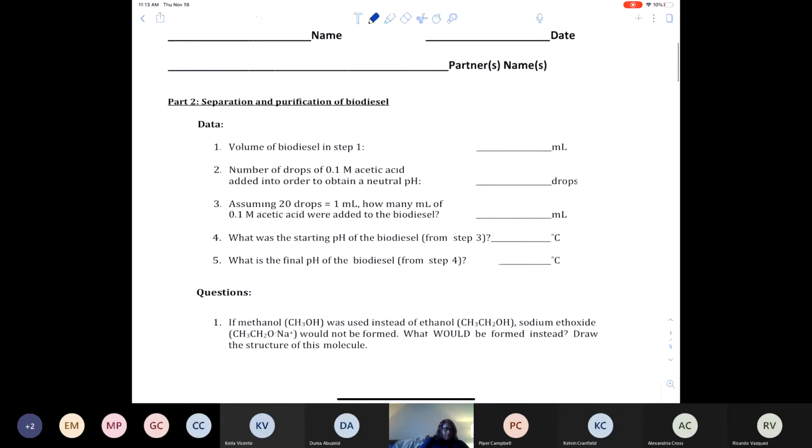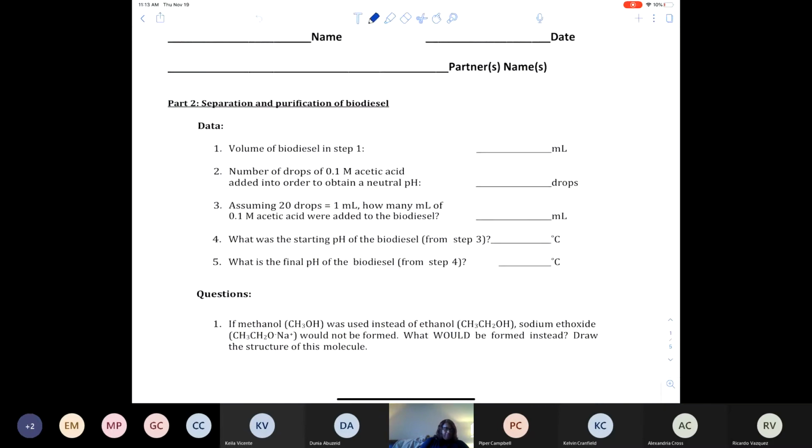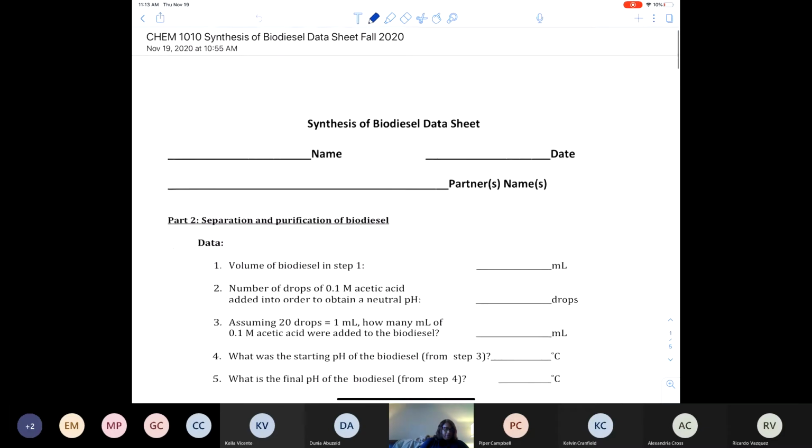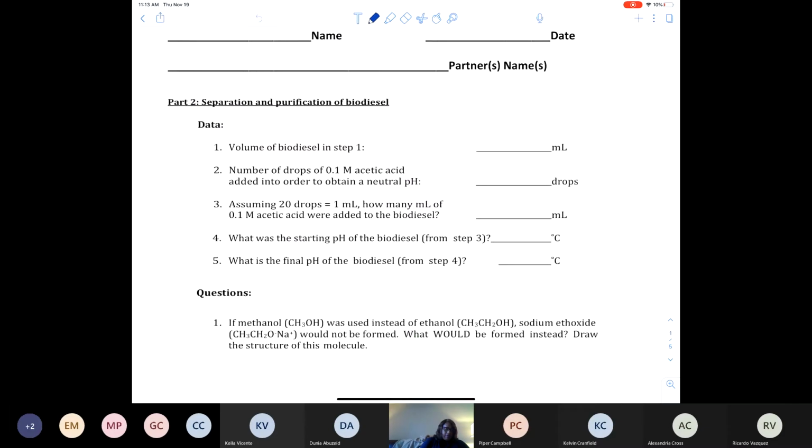And so on our data sheet for volume of biodiesel in step 1, you're going to have cylinder 1, and then cylinder 2. They're going to be 2 graduated cylinders with biodiesel. So write down both volumes.